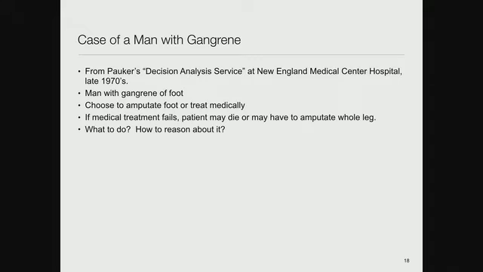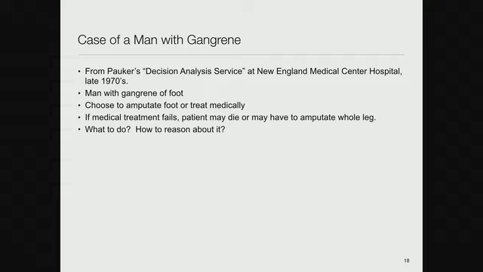So let me give you an example. This actually comes from a decision analysis service at New England Medical Center, Tufts Hospital, in the late 1970s. So this was an elderly Chinese gentleman whose foot had gangrene. So gangrene is an infection that usually people who have bad circulation can get. And what he was facing was a choice of whether to amputate his foot or to try to treat him medically. To treat him medically means injecting antibiotics into a system and hoping that his circulation is good enough to get them to the infected areas.